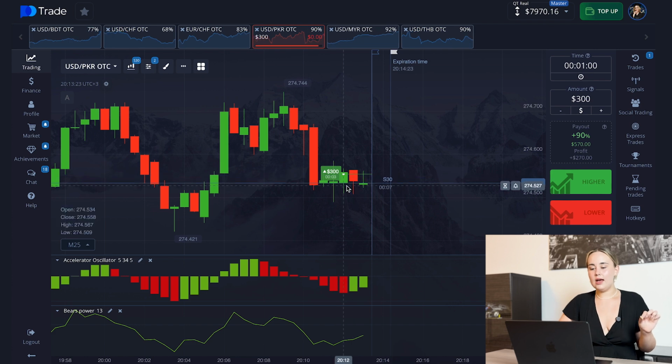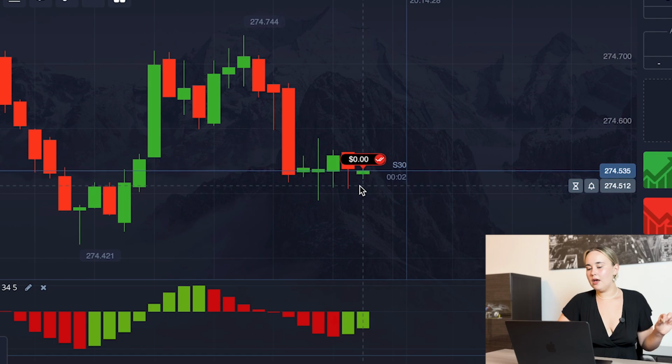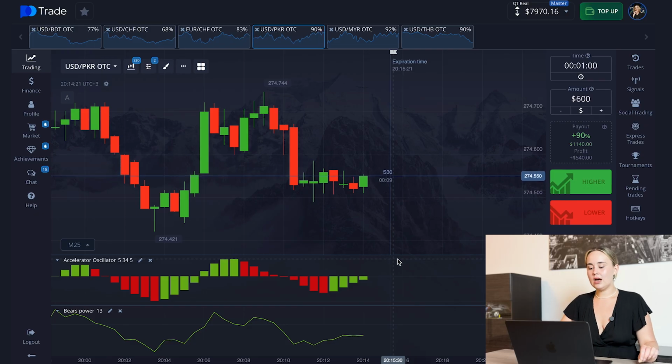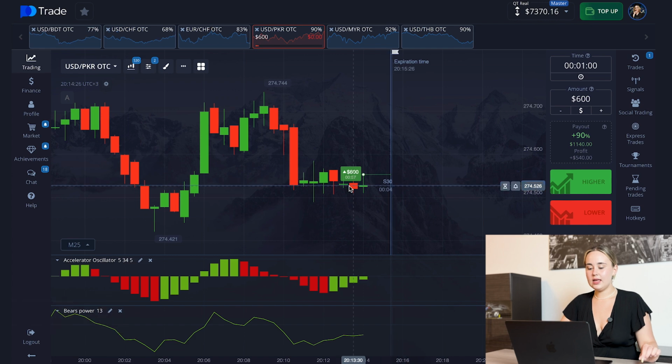But I think, guys, yeah, we took that risk and we lost, but if you remember, we're not going to get sad, and we're not going to get anxious and stressed, because we are going to use a martingale strategy right now. We're going to double up the amount of money to 600, and I think we're going to put the price higher.